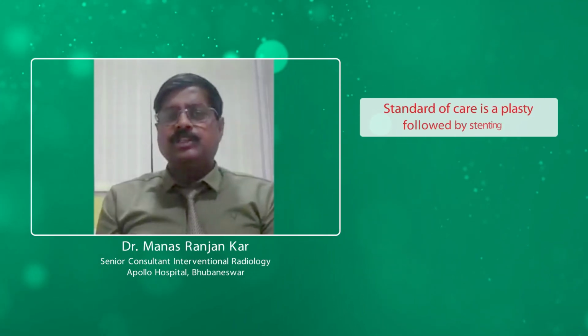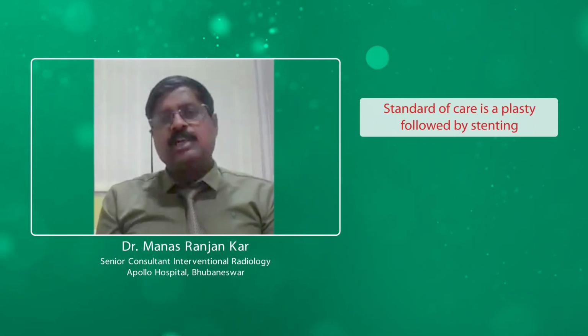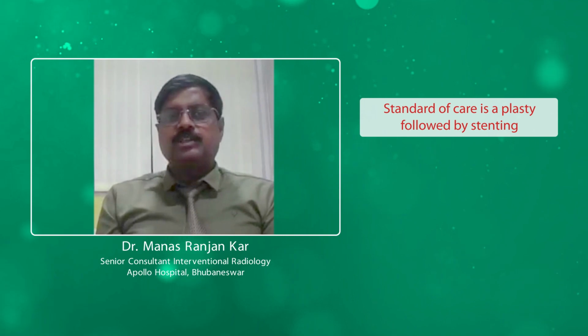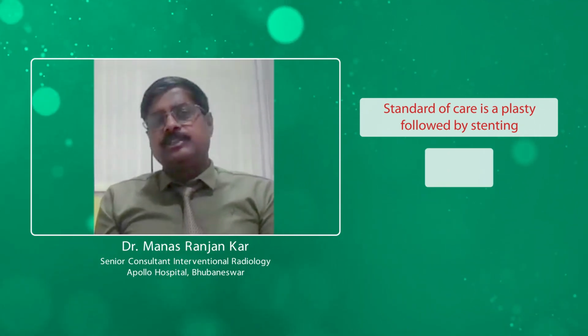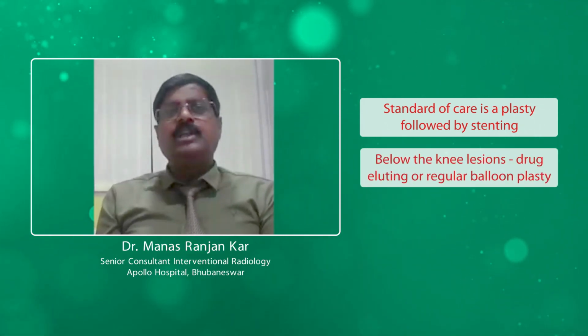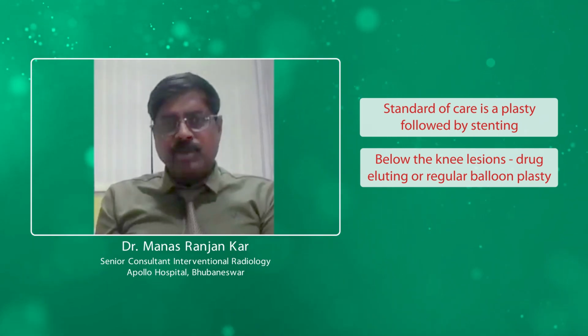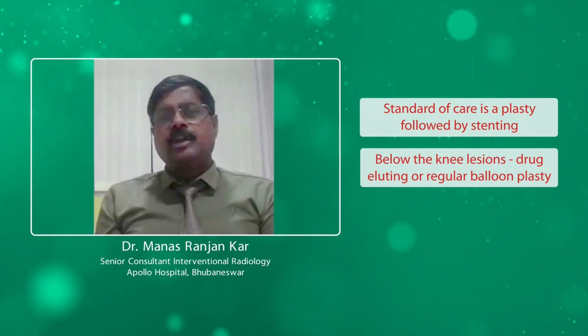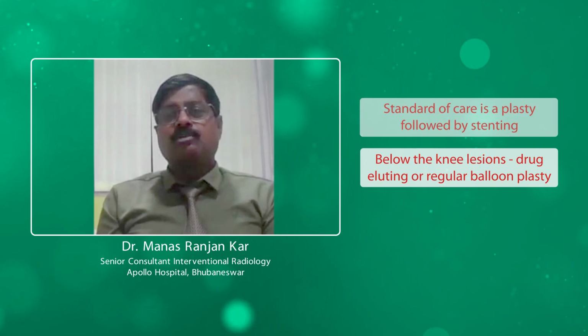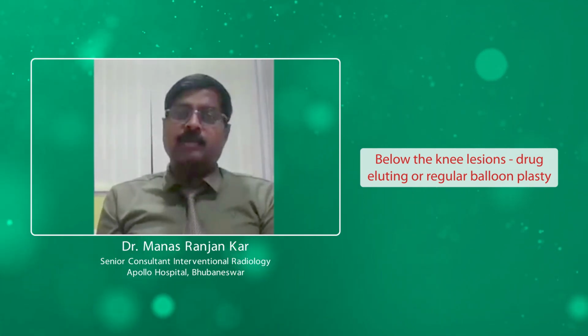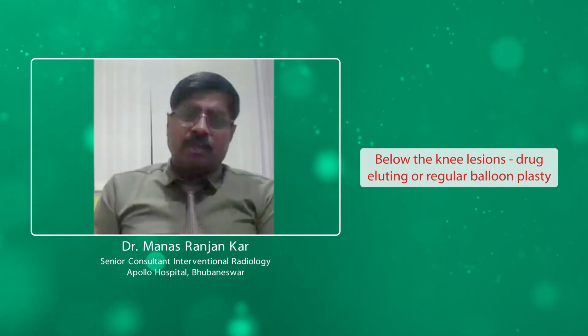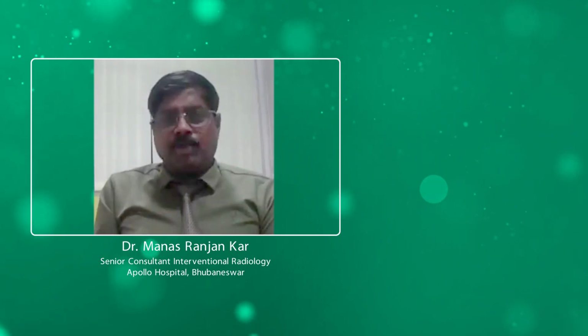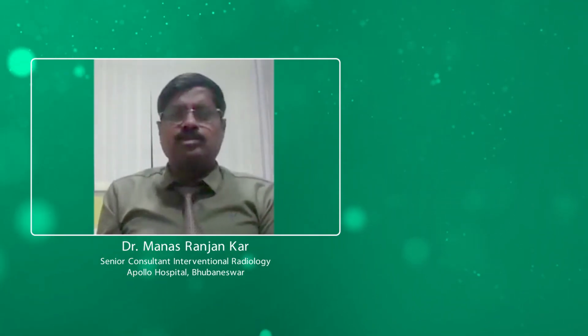The standard treatment modality is, first, you do a plasty and put a stent. That is the number one point. Second point, for BTK, below-knee lesions, you always do a drug-eluting balloon or a simple balloon. And if it is neointimal hyperplasia which is occluding the stent, which can happen, then you can do a drug-eluting balloon plasty. So these are the simple procedures we usually follow.